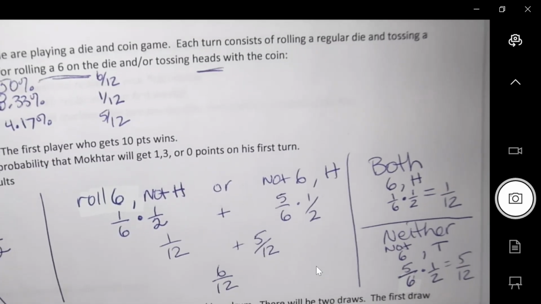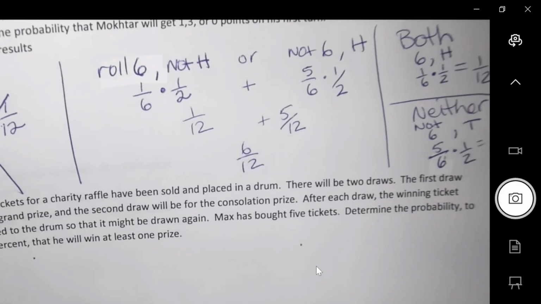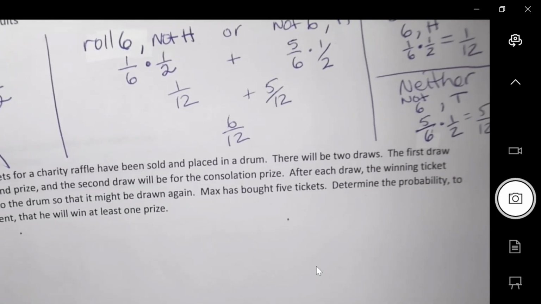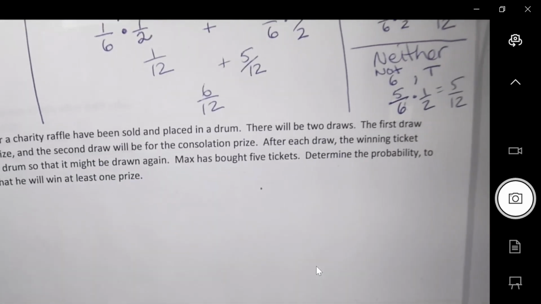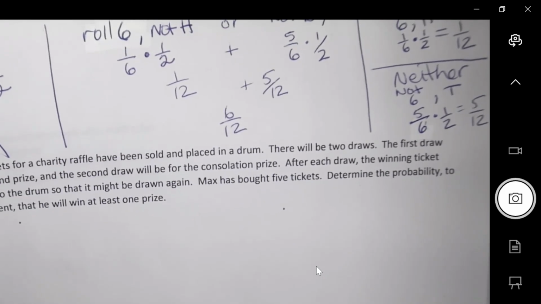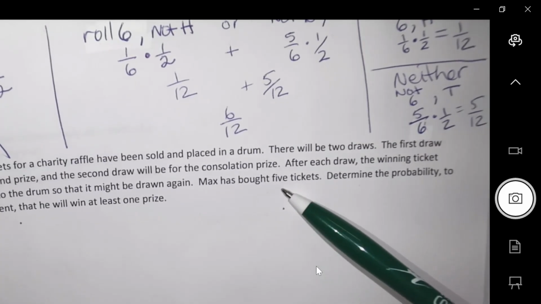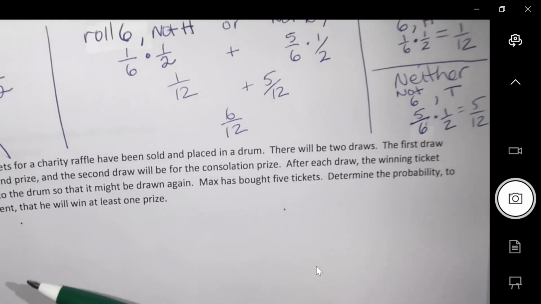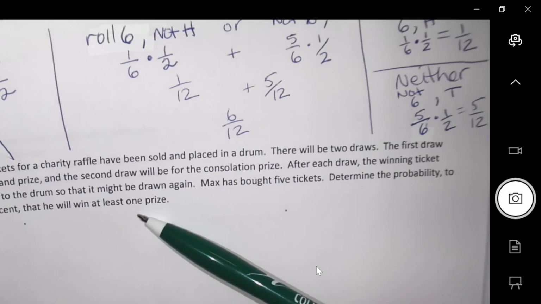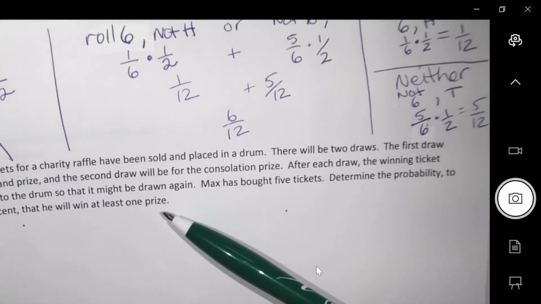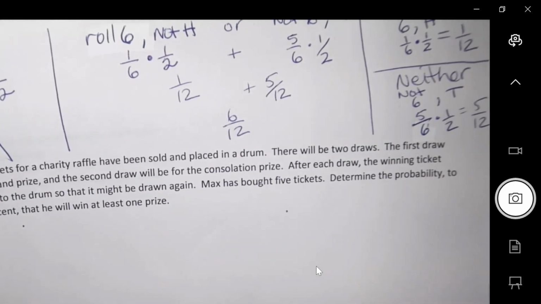Okay, 1,000 tickets are sold for a charity raffle. There's going to be 2 draws. The first draw will be the grand prize, and then the second draw will be for the consolation prize. After each draw, the winning ticket is returned, so you could win twice. Max bought 5 tickets. Determine the probability that he will win at least 1 prize.